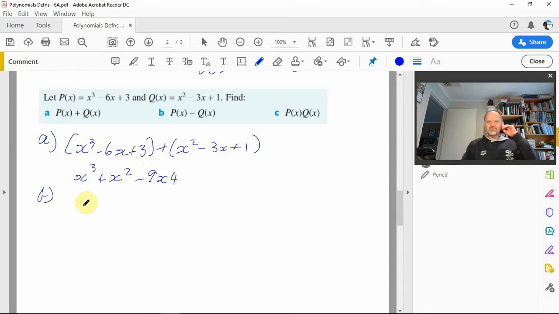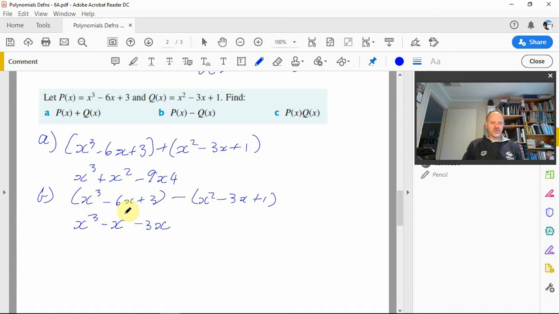B, this time we're subtracting. So we've got x cubed. Minus 6x, minus and minus is a plus, so minus 6 plus 3 is minus 3x. We've got x squared here, which I should put in order, going from the highest power to the lowest. And then 3 minus 1 is 2.